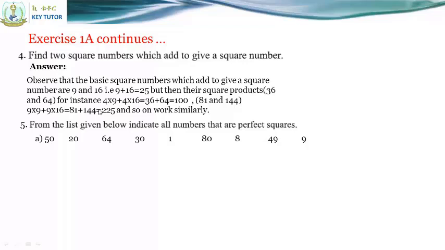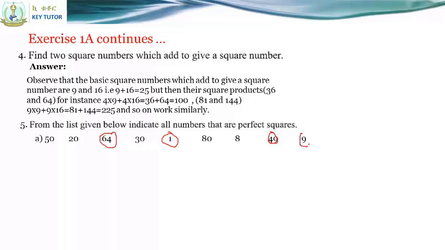From the list given below, indicate all numbers that are perfect squares. Now it's time for us just to make some practice concerning perfect squares here. And obviously 50 is not a perfect square, 20 is not a perfect square. Had these numbers been perfect squares, they should have ended in 2 zeros. 64 is a perfect square, which is 8 squared. 30 is not. 1 is a perfect square. 80 is not. 8 is not. 49, yes, it is a perfect square.